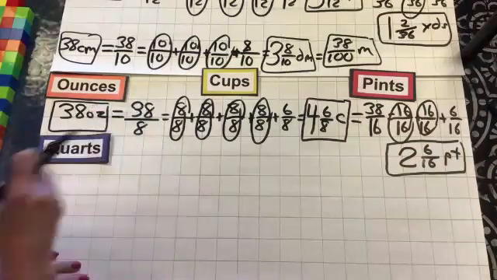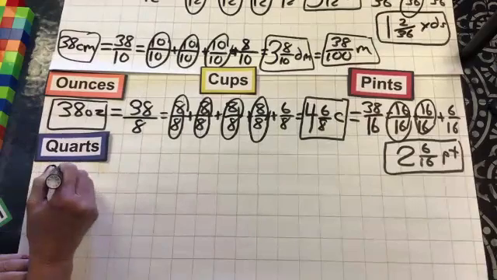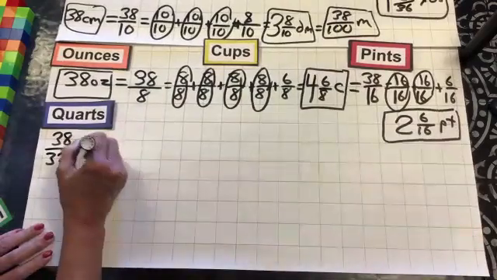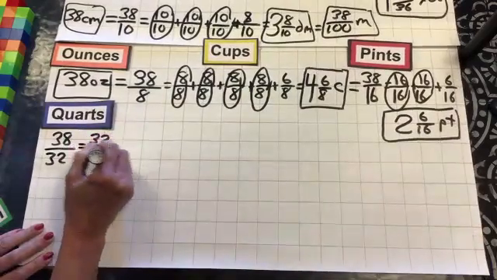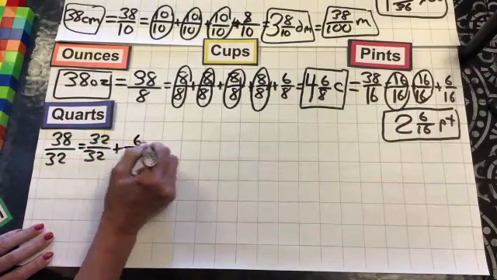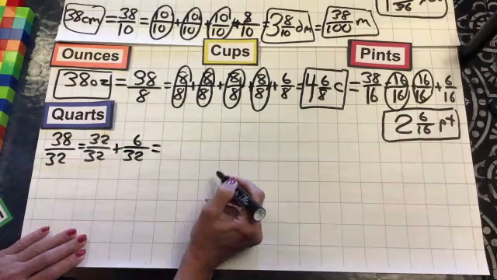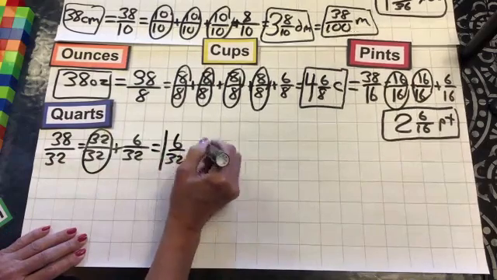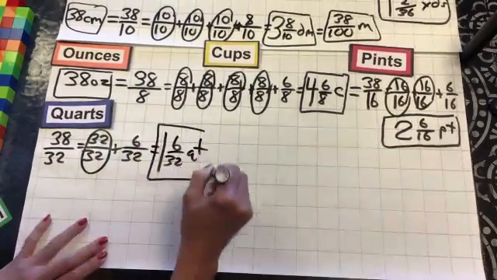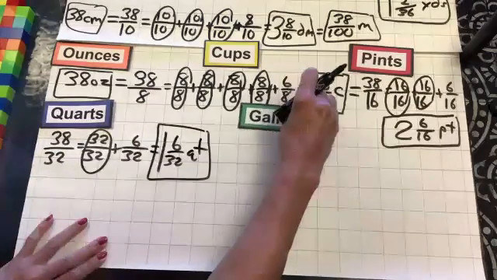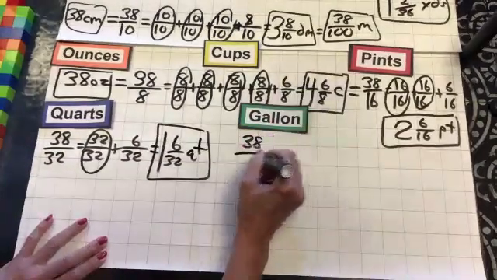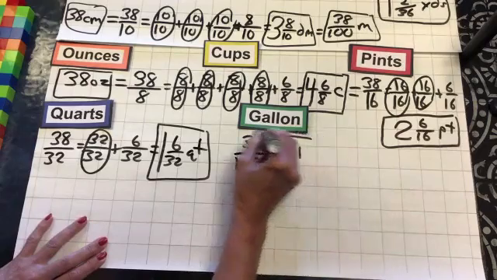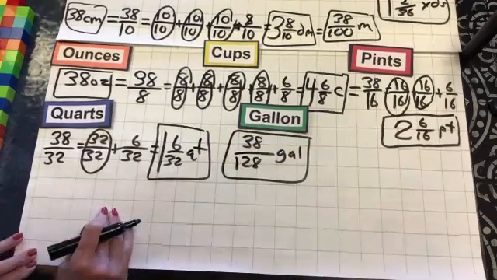All right, so we have quarts. So if we have 38, it takes 32 to make a quart. So we're going to break this into 32. So 32 over 32 plus 6 over 32, and so that's 1 whole quart. So 1 whole and 6/32 quart. And then gallons, we know it's 38 out of 128. So 38 128ths of a gallon. So those are all equal to each other.